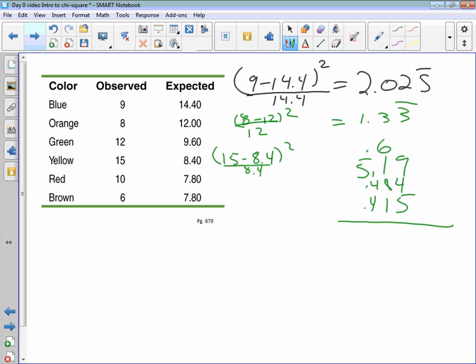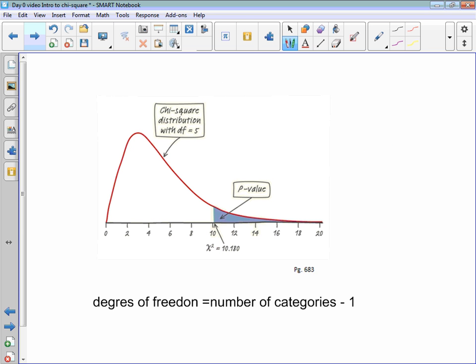And that's going to be our chi-square statistic. 2.025 plus 1.33 plus 0.6 plus 5.19 plus 0.48 plus 0.42. And you get a chi-square statistic of about 10.045. They rounded less than I did. They get 10.180. And so then we can compare it to an established chi-square distribution.